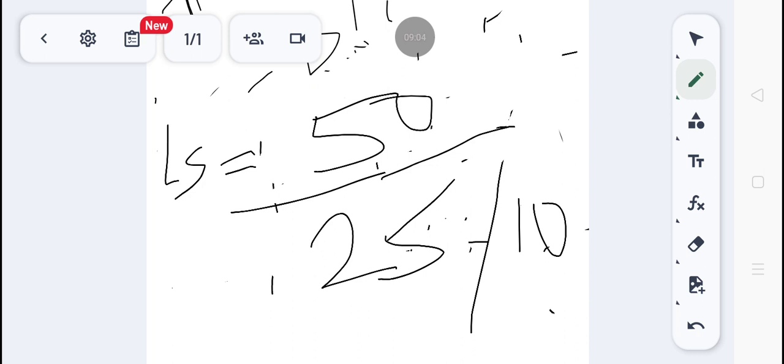Now let's calculate. 50 divided by 25 will give us 2. Then divide it again by 10. So we have 0.2. If you are following me, the lot size we are going to be using for this is 0.2. Simple. Very, very simple.